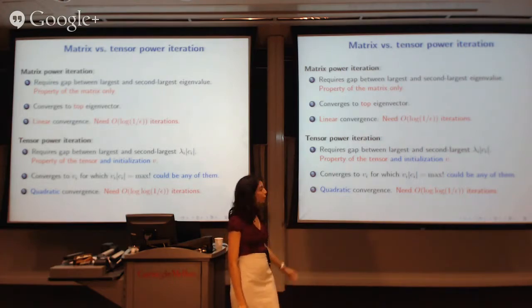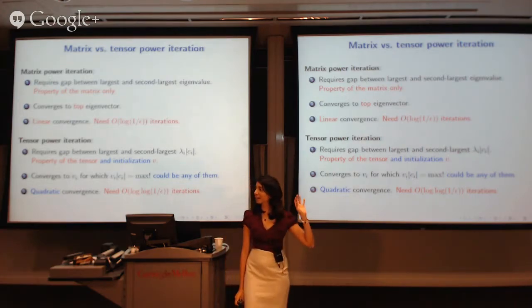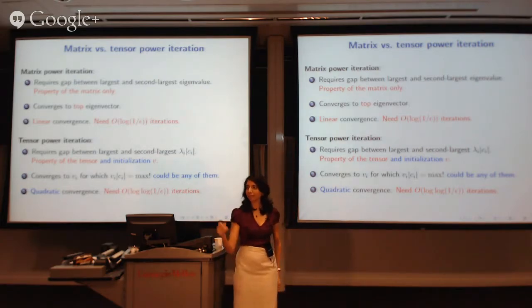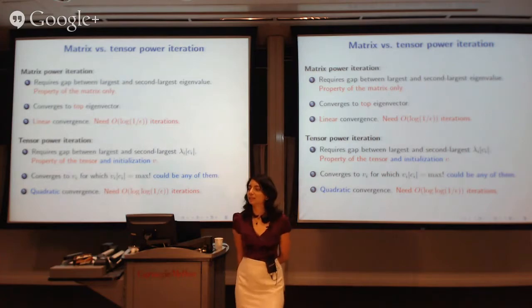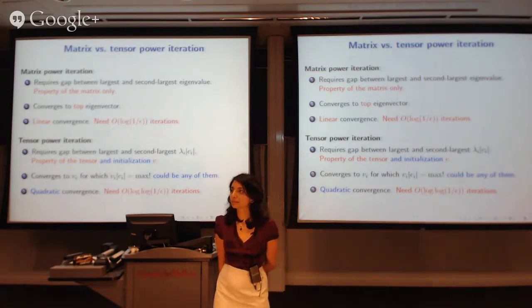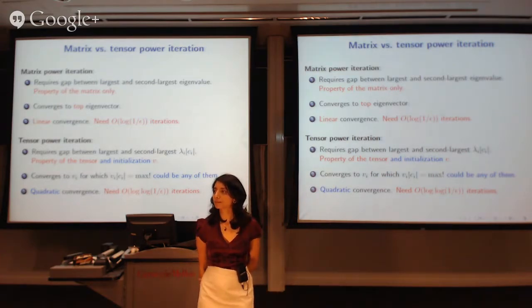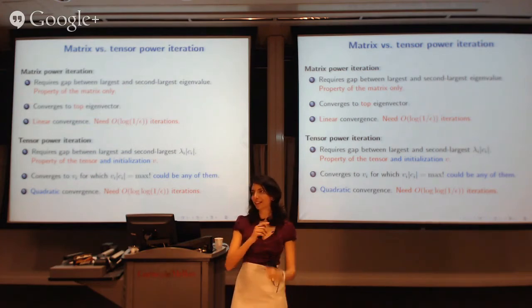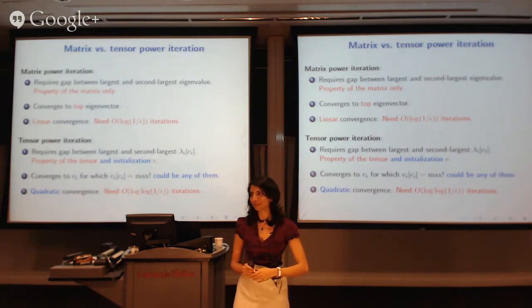Okay, so any questions here comparing the two settings? Yeah. When you initialize the eigenvector in tensor power iteration, how do you know which is the direction for the largest eigenvector? I mean, you don't, right? This is the analysis. So we are saying as long as you initialize with different correlations, you're good. You would converge to one of them.